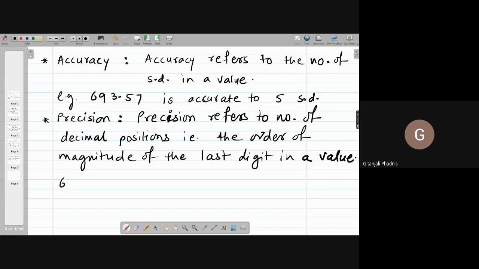So if I consider the number 693.57, it has a precision of how much? What is the precision of this number? 10 raised to minus 2.